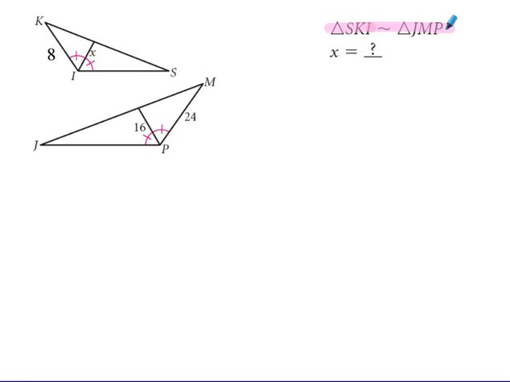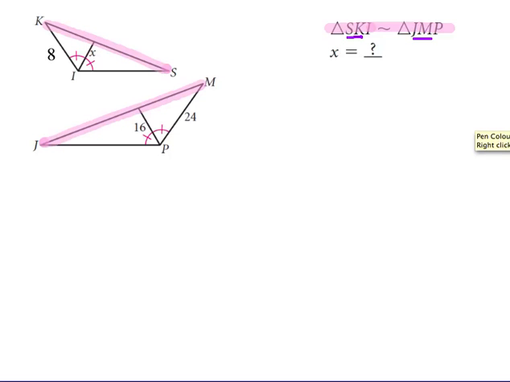So what that means is that side SK is similar to what side? JM. Now for those of you wondering how you can get that, look at the letters. SK are your first two letters here. JM are your first two letters here. So that tells you what sides are in proportion. Let's go ahead and look at the next one.